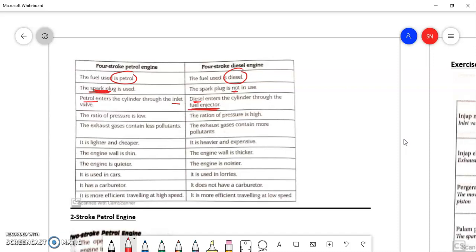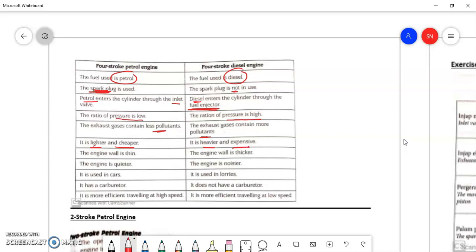Ratio of pressure is low here, and very high here. Air is compressed to very high pressure. Exhaust gases contain less pollution here, and more pollution here. That's why lorries and buses which use diesel engines produce more fumes and more smoke. Petrol is lighter and cheaper. This one is heavier and more expensive.